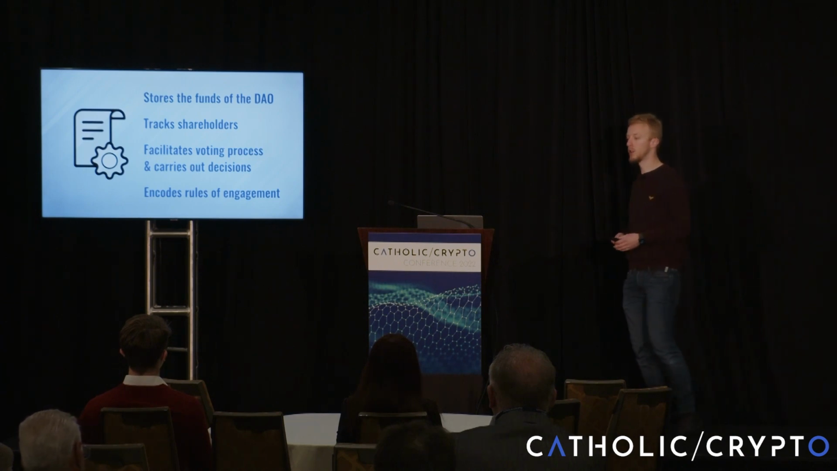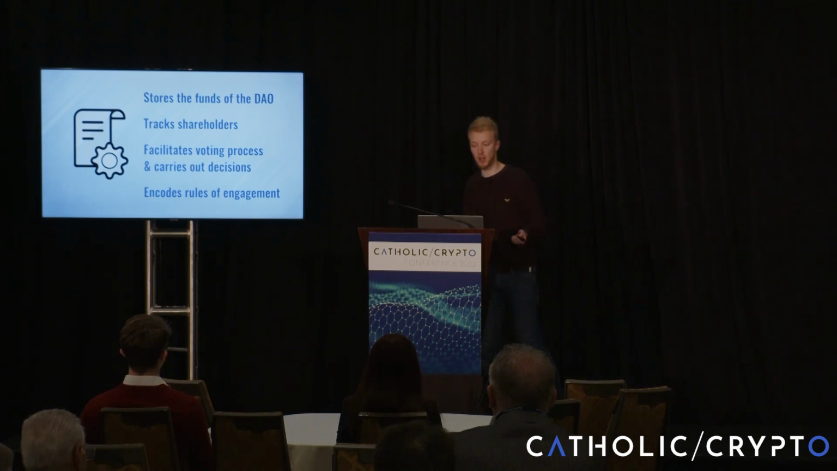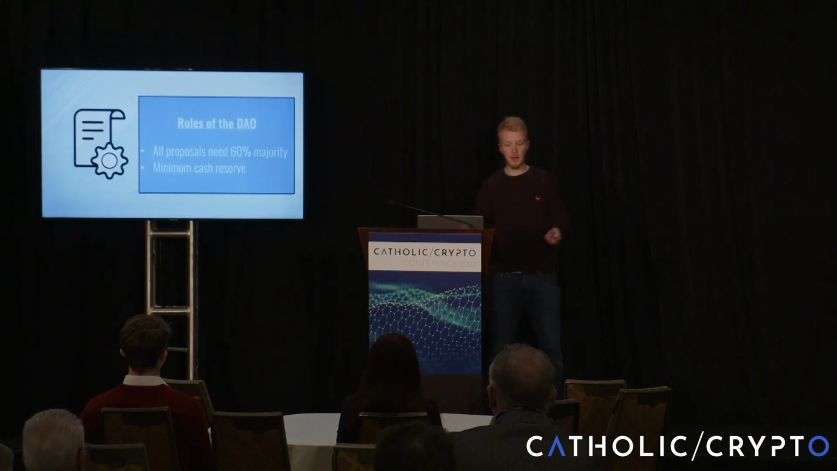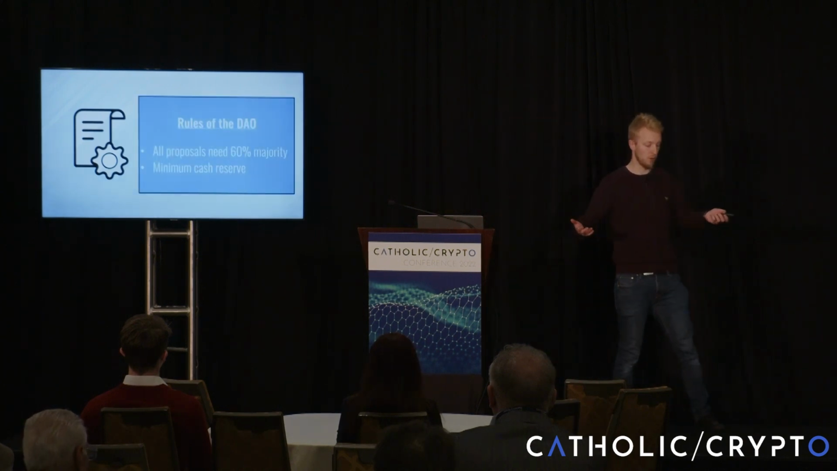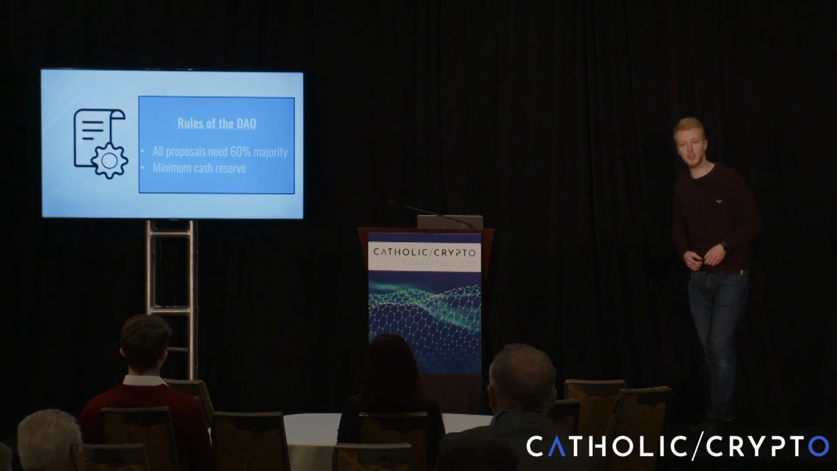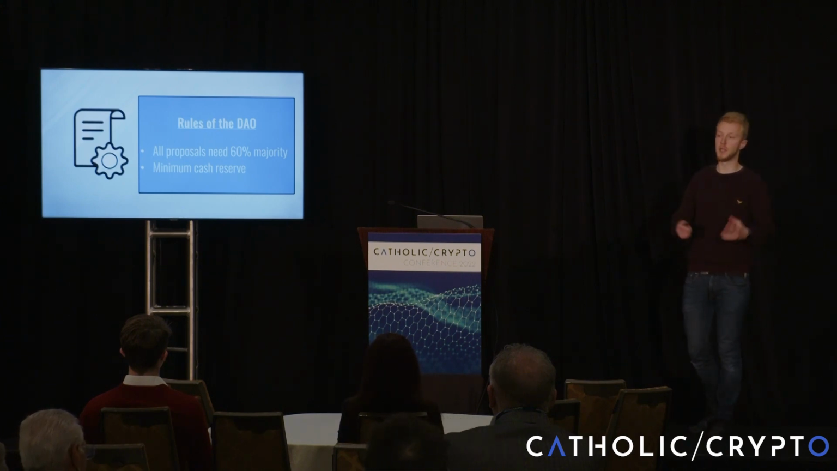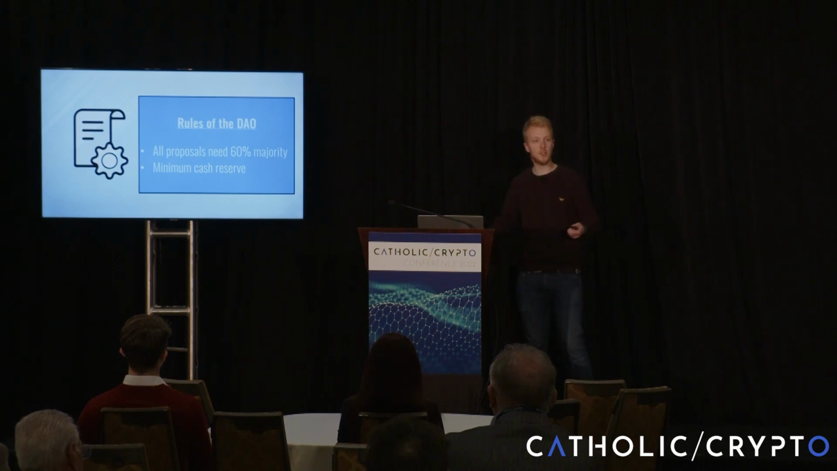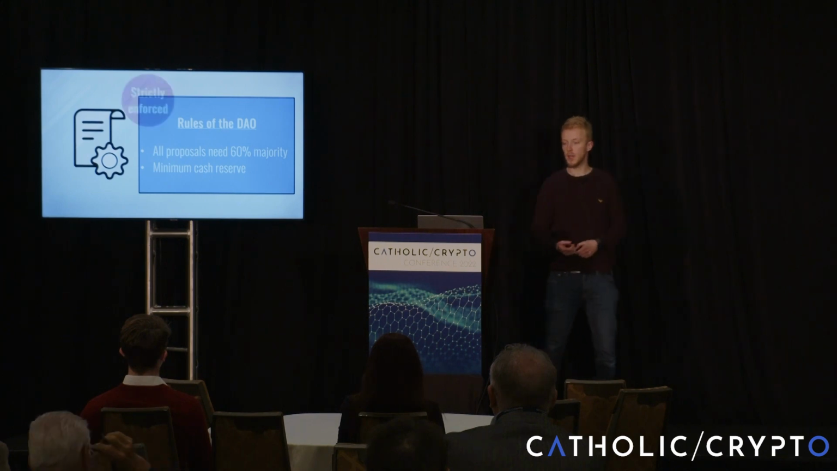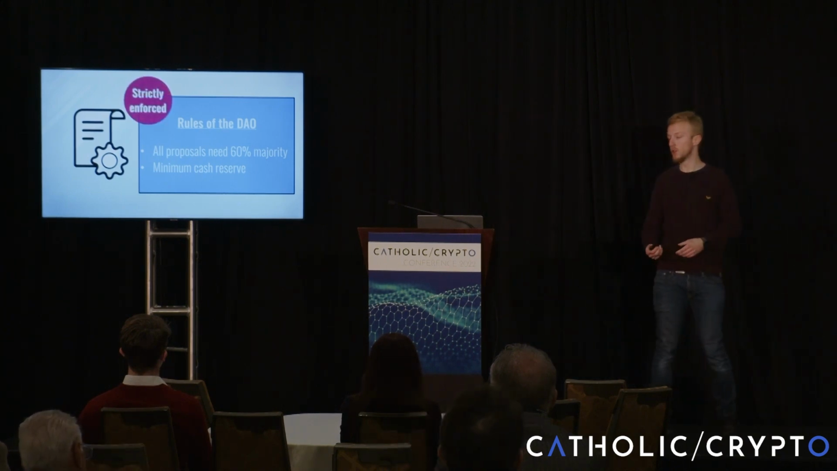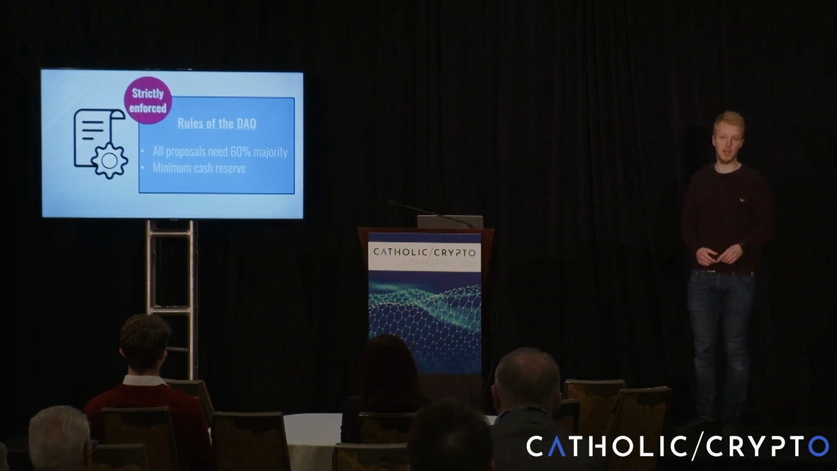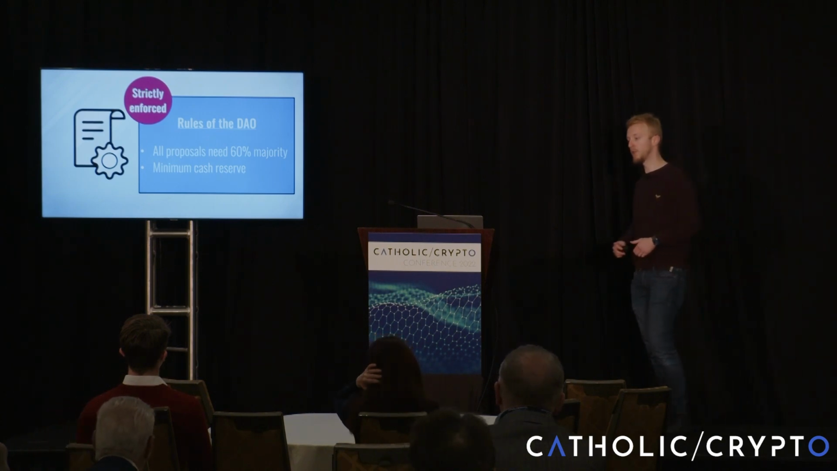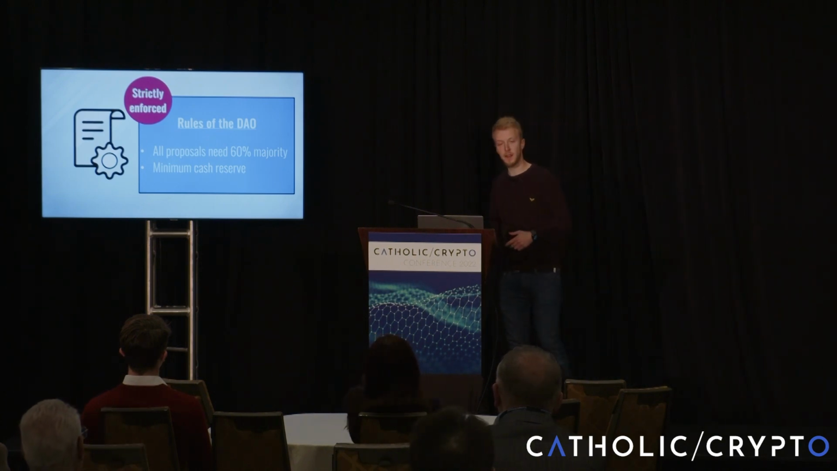You can encode pretty much anything in the smart contract. For example, you might say that all proposals within my organization need at least a 60% majority before being accepted. Or you could say, well, my organization always needs to have a certain amount of cash in reserve. And because it is a computer program, the rules that you encode into this smart contract are strictly enforced. If you say a 60% majority is needed, then that's always needed. There are no exceptions to this.